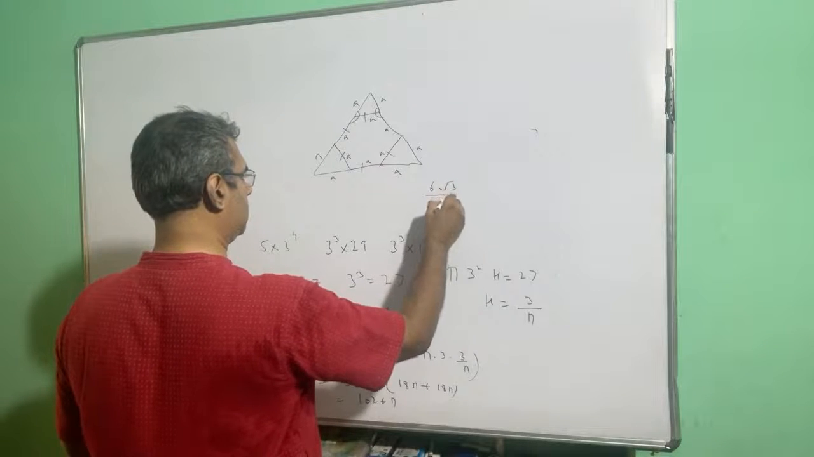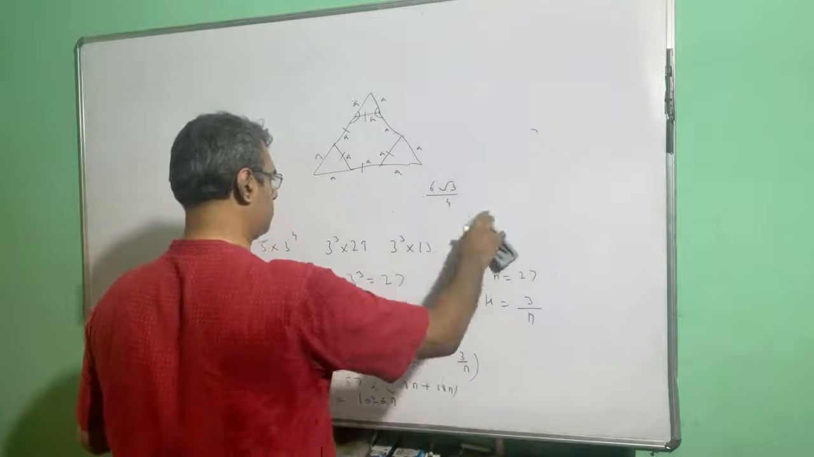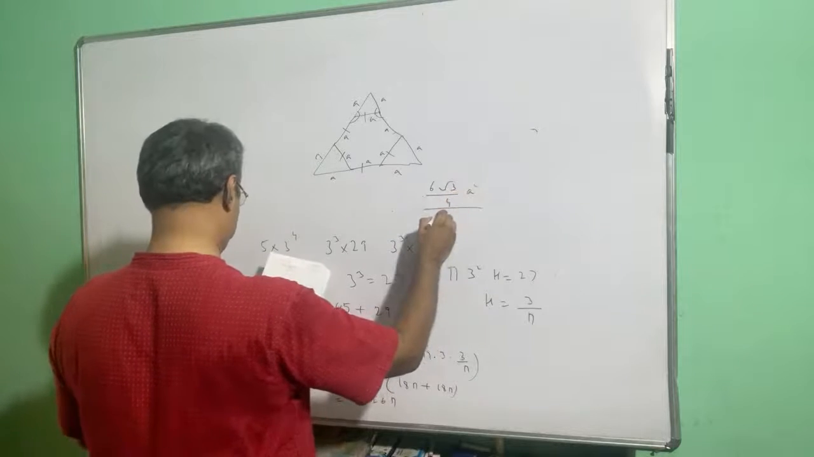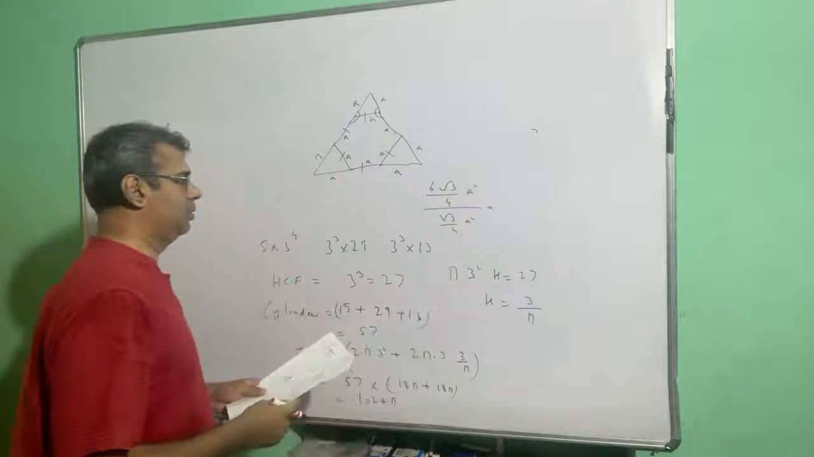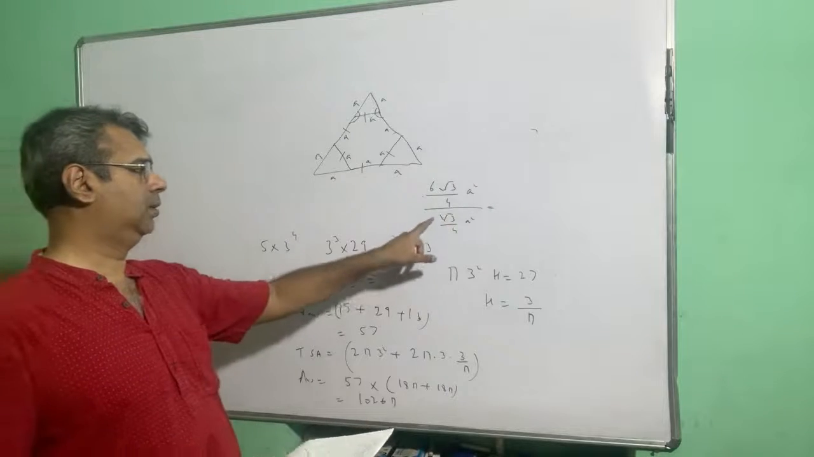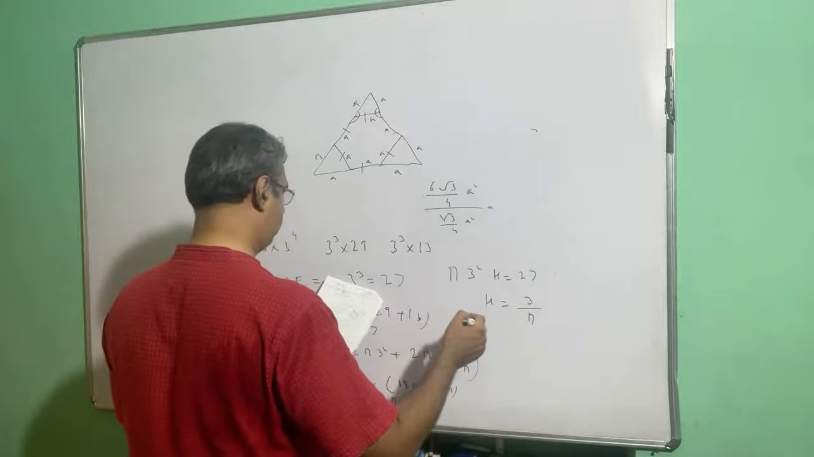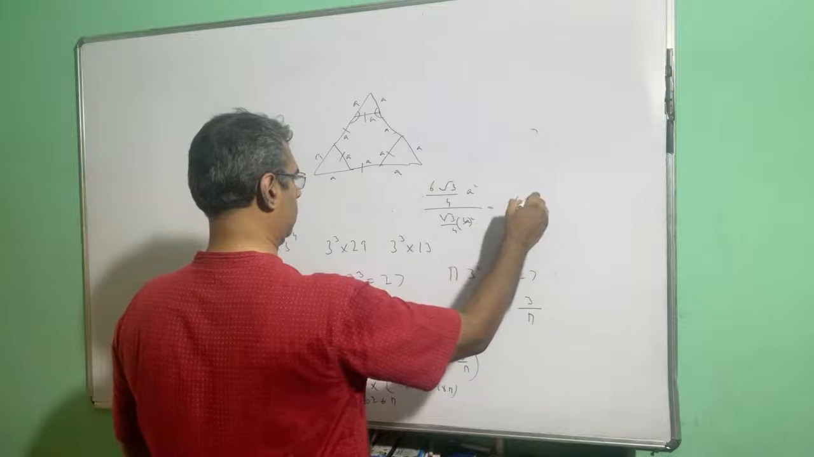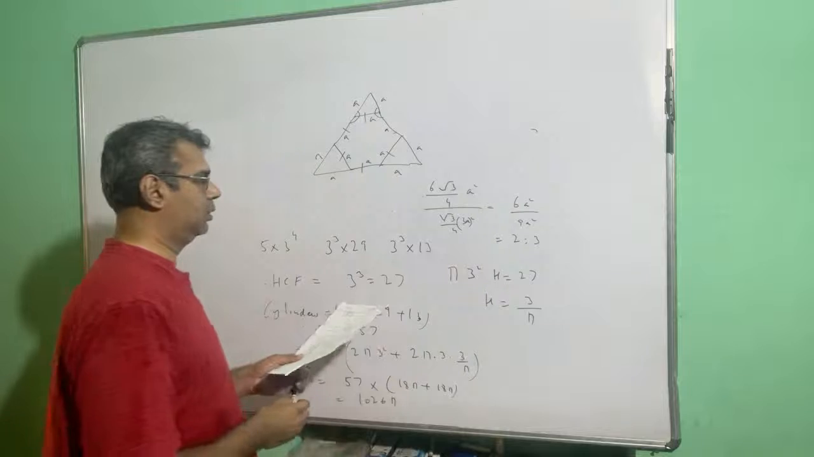So it will be 6 into root 3 by 4 into a square divided by root 3 by 4 into a square. So 6 into root 3 by 4 into a square divided by root 3 by 4 into 3a square. So this is coming 6a square by 9a square. So it is coming 2:3.